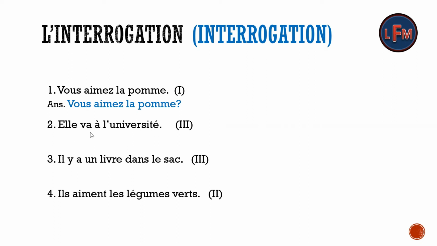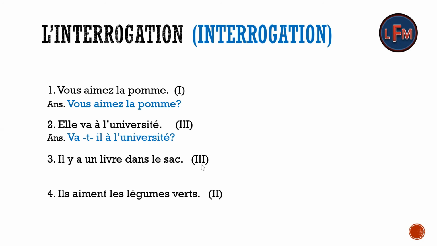Second one is, elle va à l'université. She is going to the university. Here we have to use the third form, which is inversion. So what will we do? First, we write the verb and then the subject. So, va-t-elle à l'université? Is she going to the university?